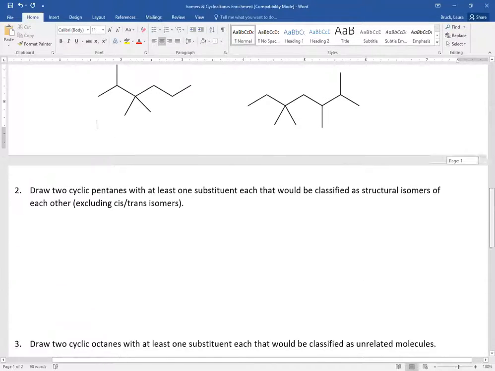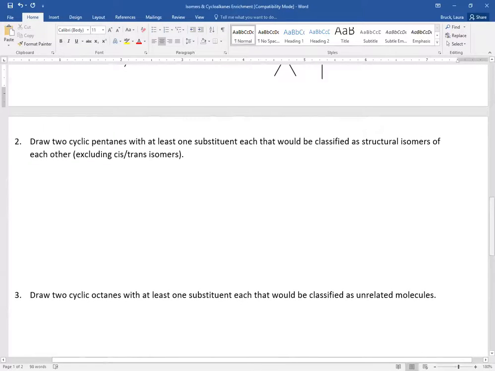Okay. In the next two problems, I asked draw two cyclic pentanes with at least one substituent each. That would be classified as structural isomers, and we're excluding cis-trans because that's just too easy. And then in number 3, draw two cyclic octanes with at least one substituent each. That would be classified as unrelated.